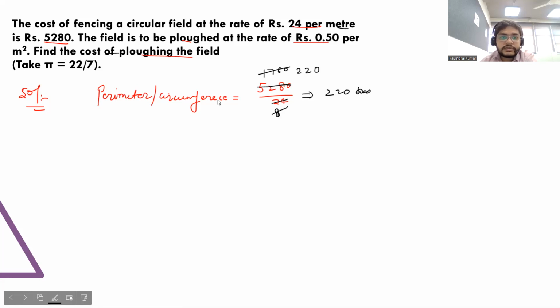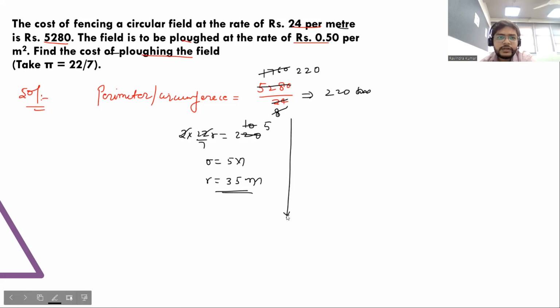So this is the circumference, and we know the circumference of a circle is 2 pi r. So it is equal to 220, cancel out by 10 times, divide, cancel out 10 by 5 times. So we get r equal to 5 into 7. So r is equal to 35 meter, right? This is the radius we have.